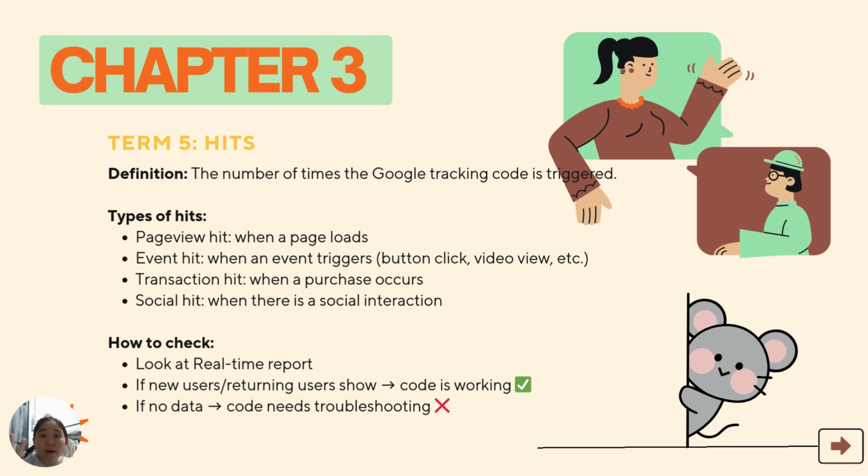Next, for the term 5, hits, the definition is the number of times that the Google tracking code is triggered. The types of hits: first, page view hits are when a page loads. Event hits are when an event triggers, like a button click or video view. Transaction hits are when a purchase occurs, and social hits are when there is a social interaction.